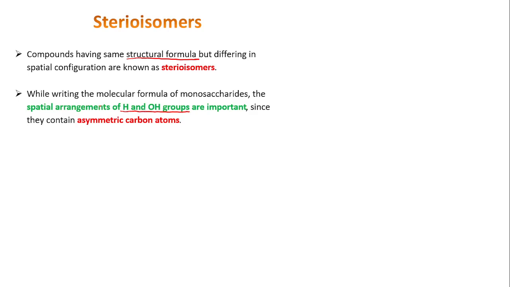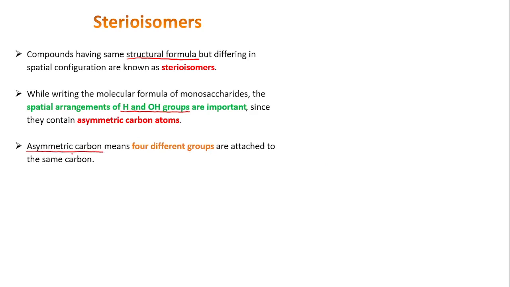Now, the hydrogen and OH groups, like I have stated, help us to classify these isomers. They can be stereoisomers and some can be structural isomers, depending on what we are going to focus on. Stereoisomers are due to the presence of what we call an asymmetric carbon.